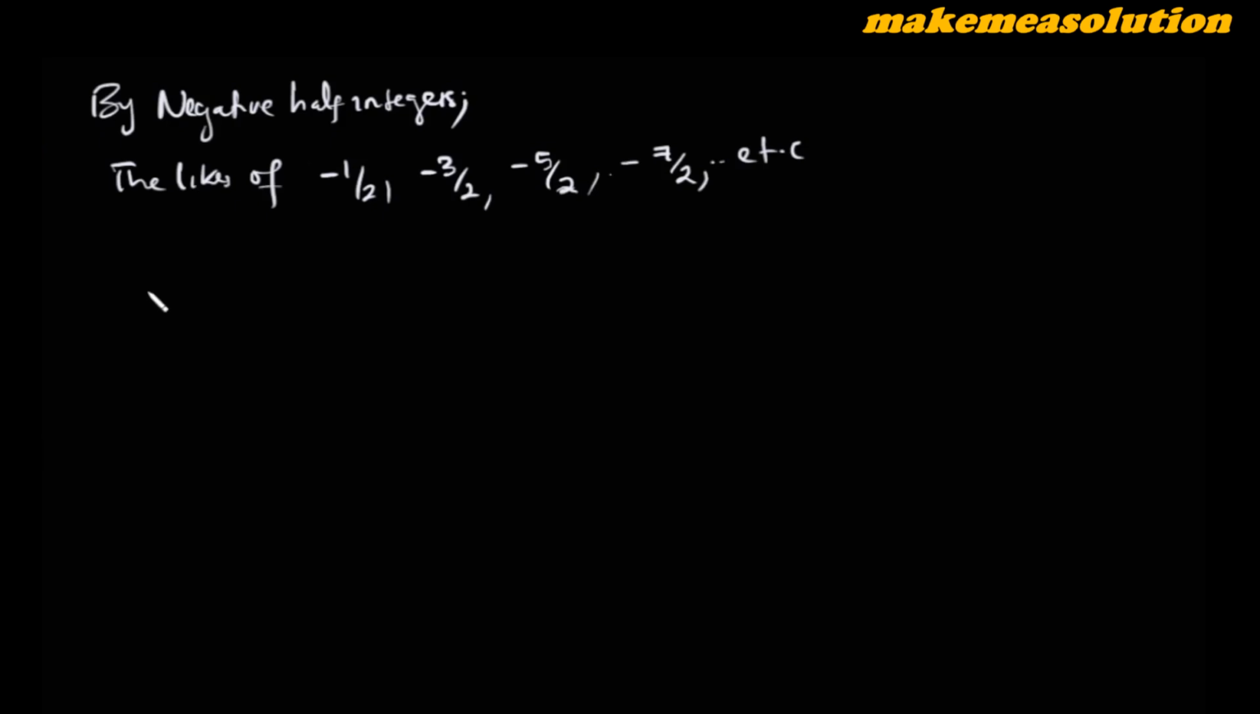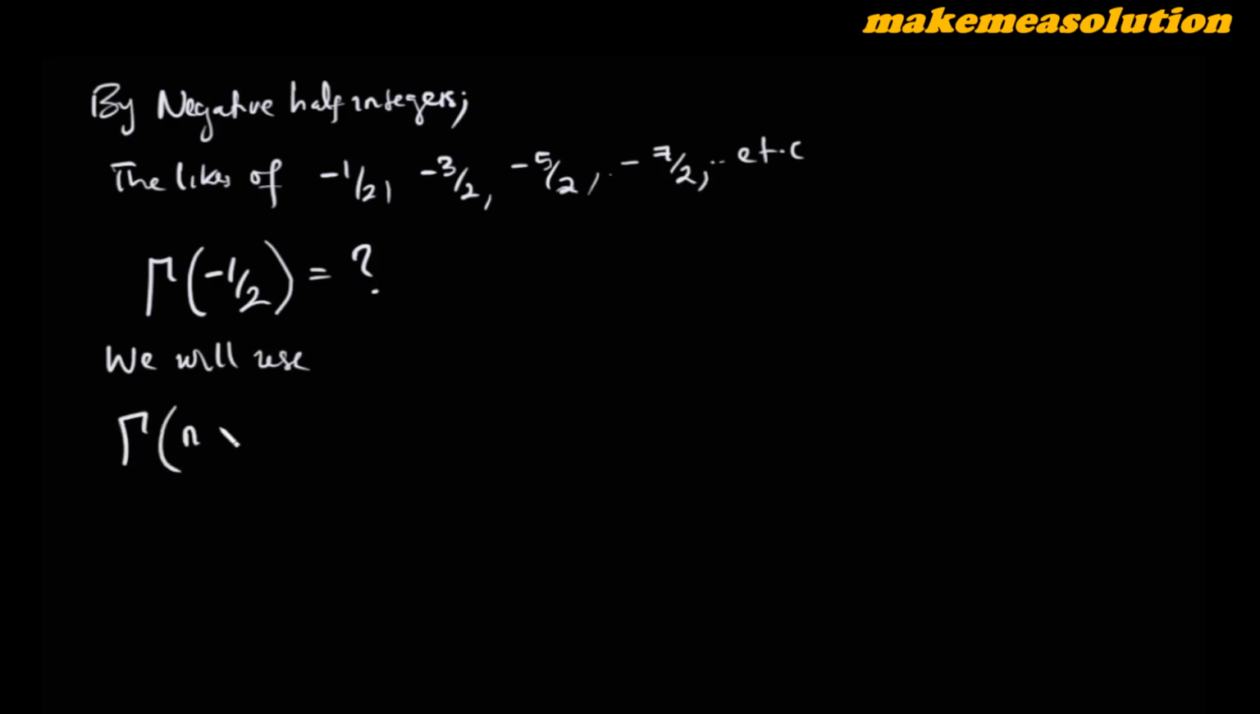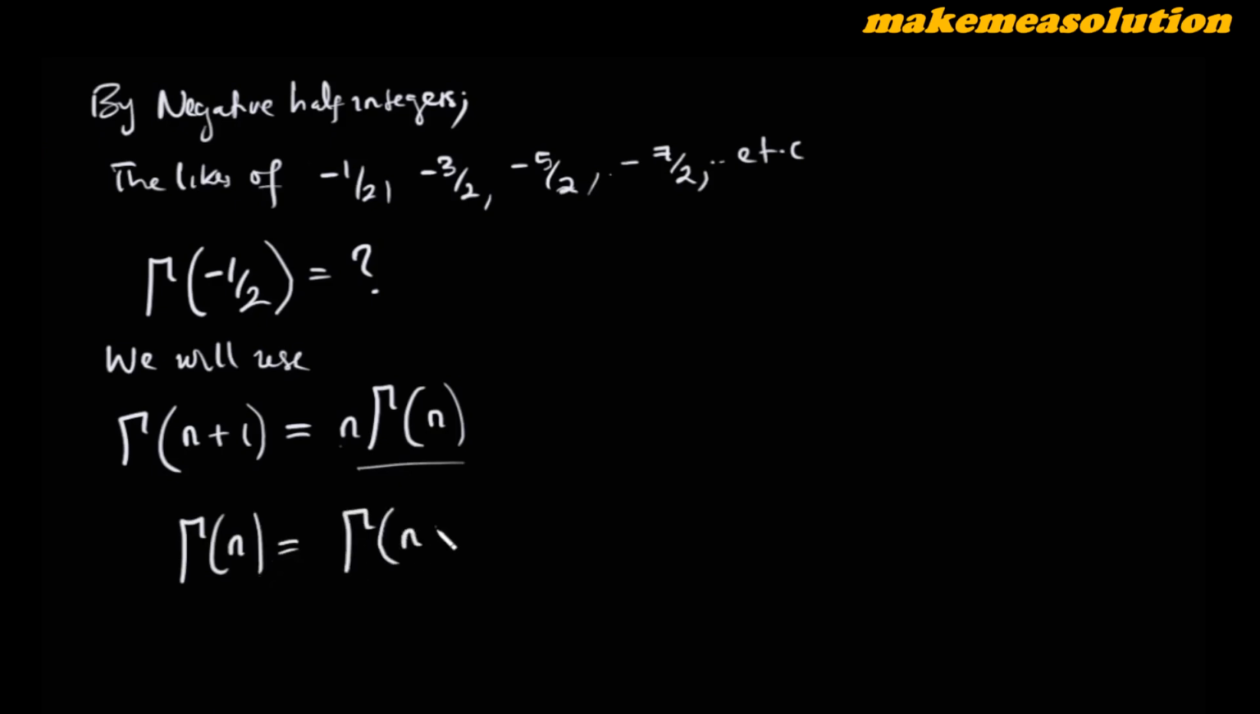So let's start with the gamma of minus 1 over 2. What is gamma of minus 1 over 2? The recursive relation that we are going to use is this one: gamma of n plus 1 is equal to n gamma of n. To make things simpler for us, we make gamma of n the subject of the formula. So gamma of n will be gamma of n plus 1 divided by n. This is the recursive relation that we are using.